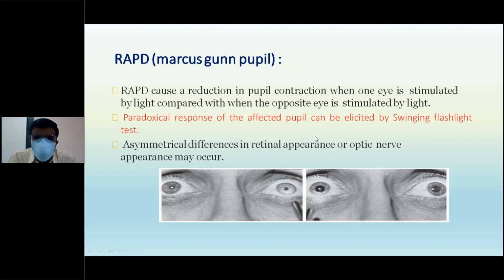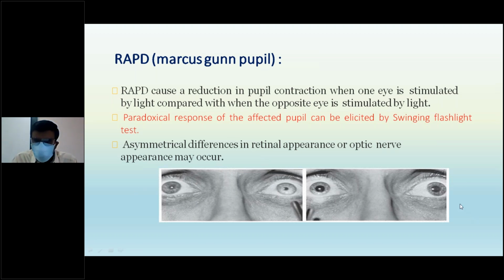Asymmetrical differences in the retina or optic nerve appearance may occur. The lesions of the optic nerve will cause relative afferent pupillary defect, and the test for that is the swinging flashlight test. You should throw light alternately from one eye to the other eye like this. So instead of constriction, there will be dilatation of the pupil. That is relative afferent pupillary defect or Marcus Gunn pupil.